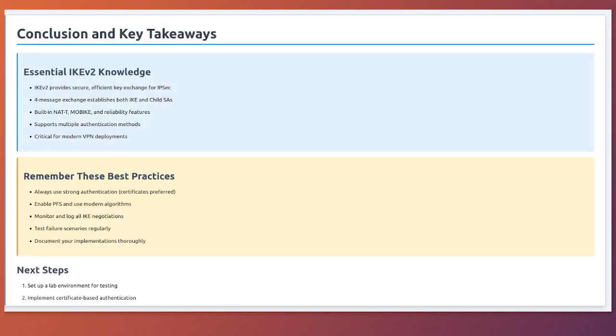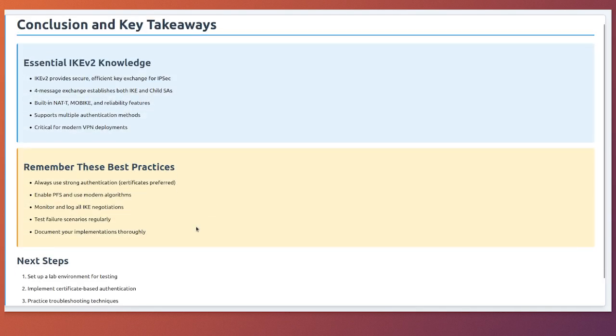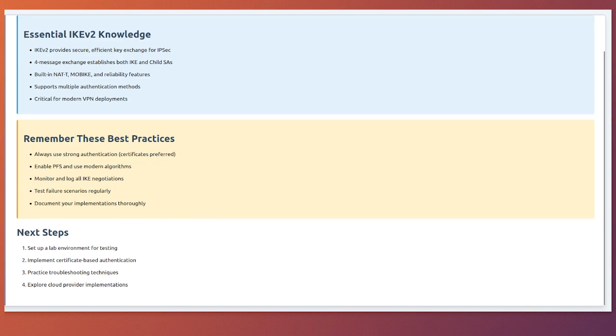Conclusion and key takeaways. As we conclude our deep dive into IKEv2, let me summarize the key concepts and provide you with actionable takeaways. We've covered a lot of ground, from the protocol basics to advanced deployment scenarios. IKEv2 represents a significant evolution in VPN technology. Its streamlined negotiation, built-in NAT traversal, and extensibility make it the protocol of choice for modern VPN deployments.